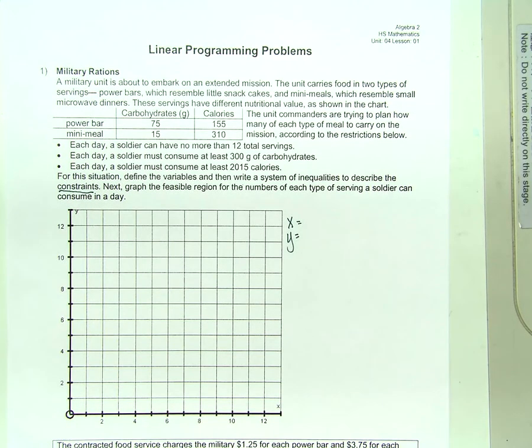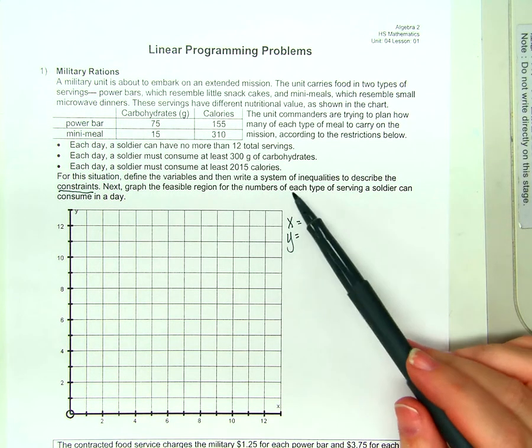Except now I need to define them, not just choose them. I have to say what they each represent. What does X represent? Carbs. Some of you are saying carbs and calories. This kid from earlier said it should be power bars and mini meals. So I want to know what you think it should be. How do you know it should be power bars and mini meals?